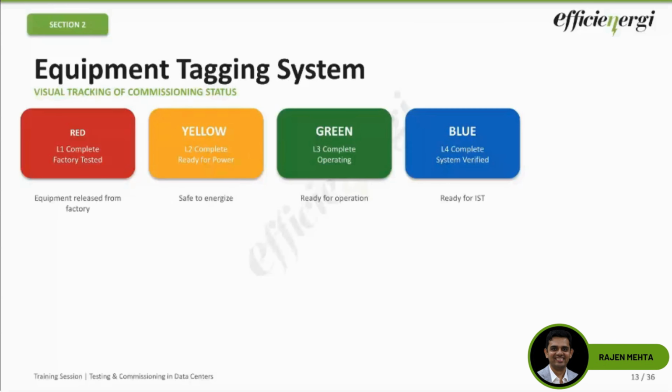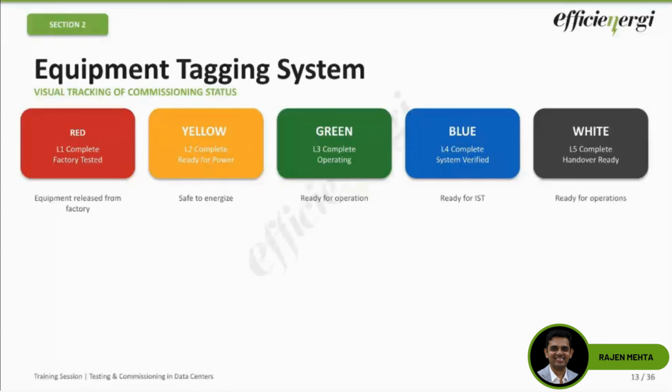And the last is your white tag, which is telling that your IST is now complete. You are ready for handover. Your final tag has been provided, and operations can now be started. Now, the tagging rules: there are some tagging rules that also apply over here. One is that the tags can only go forward.